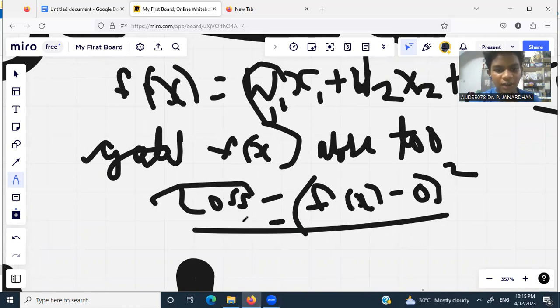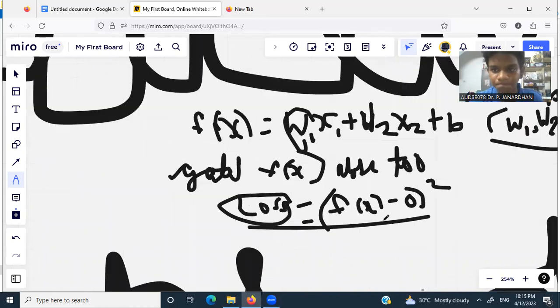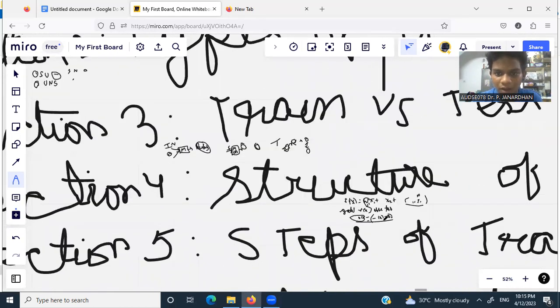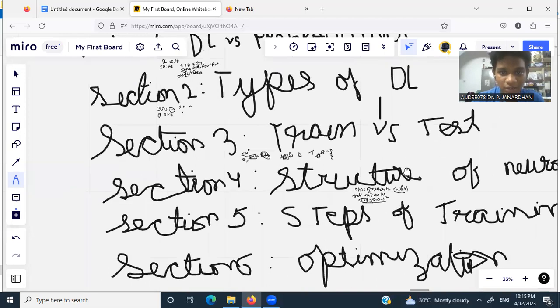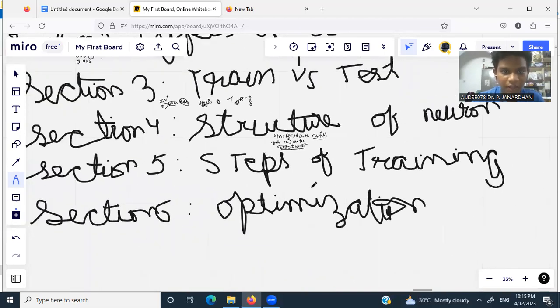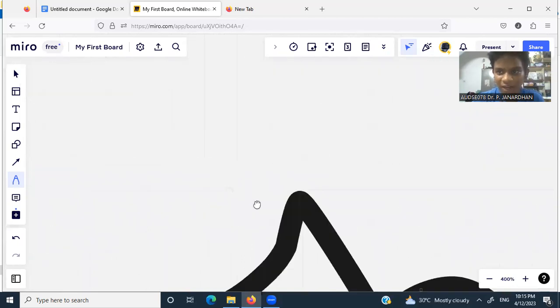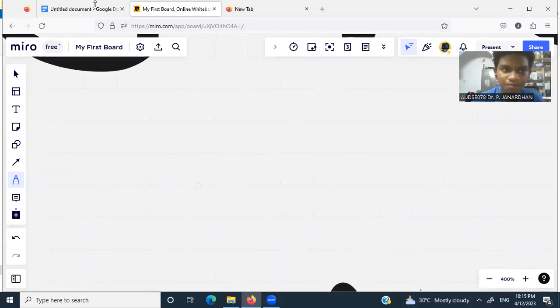So the loss defines how well the model is performing at every training loop, right? Whenever we change these parameters W1, W2 and B, every time we change them, we are going to see how good or bad those changes are, right? I really hope you understood what's going on here. And now let's go to the steps of training. I've just covered it, but now I'll explain it a bit more.